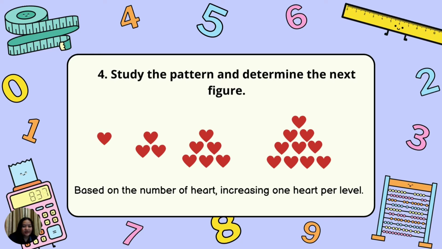Example number 4, study the pattern and determine the next figure. So we have here in the first line 1 heart, and in the second figure we added 2 hearts, and in the 3rd figure, we add 3 hearts, and the 4th figure, we add 4 hearts, based on the number of hearts increasing 1 heart per level.